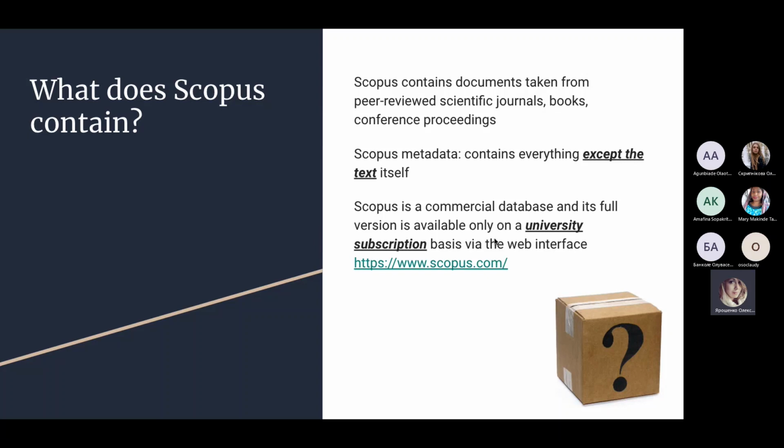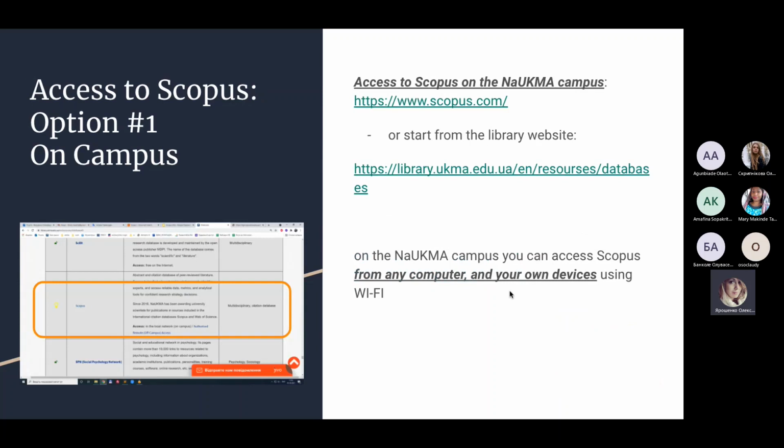And the access is going with this web interface, www.scopus.com. When we are on campus, we can just Google the word Scopus, or we can start from the library website, page resources, page databases, and we just can select Scopus from here. It will be opened on the campus from your own device or from computers on the campus without logins and passwords.